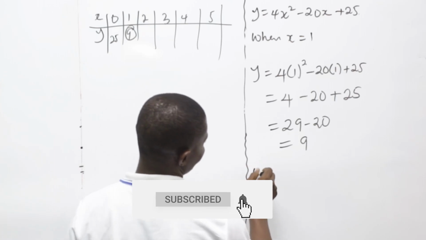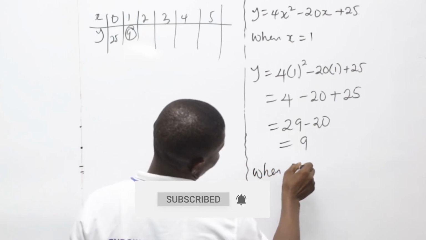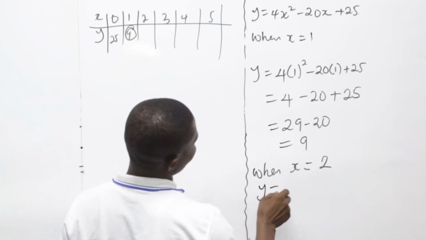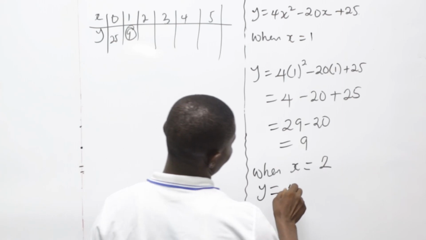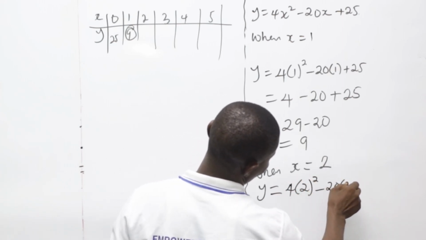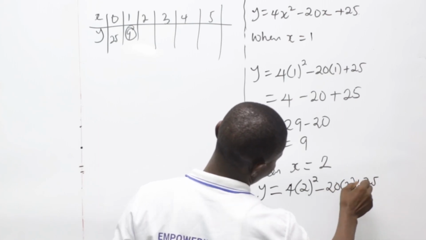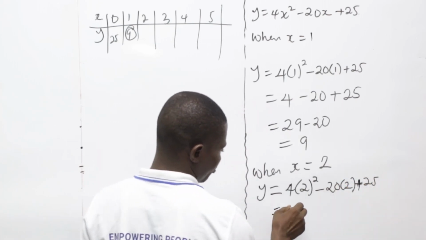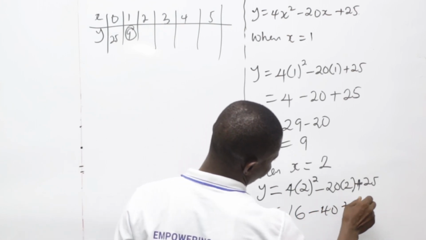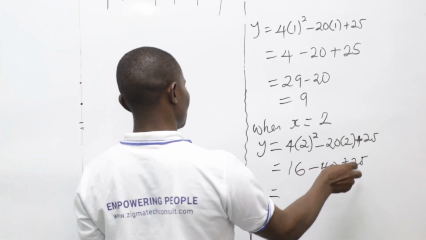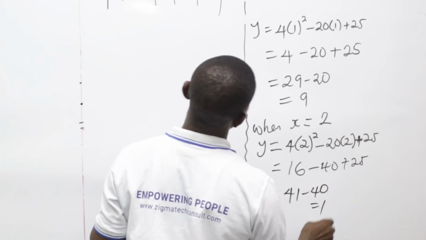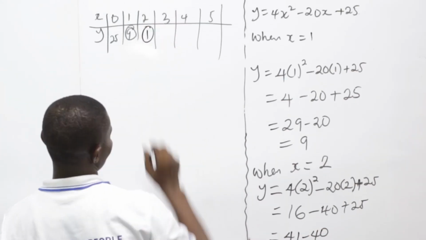So when s equals 2, y equals 4 into 2 all squared minus 20 into 2 plus 25 to give us 4 times 4, that's 16, minus 40 plus 25. This is 41 minus 40 equals 1. So you circle it.